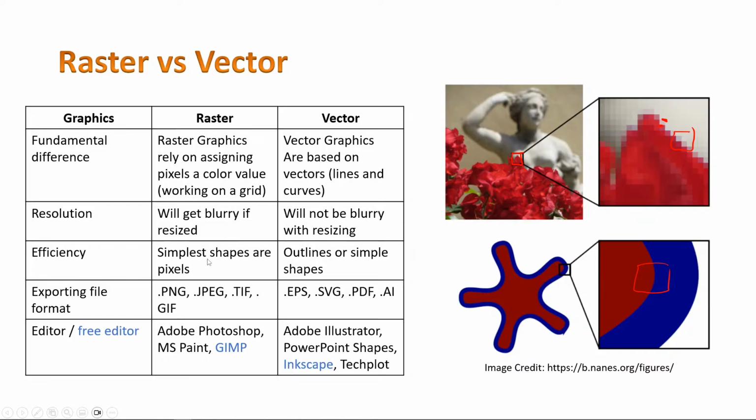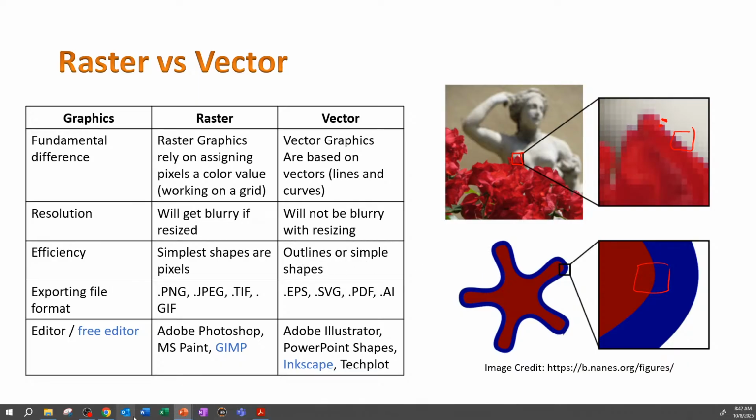Efficiency. The simplest shapes here are pixels. What is this image composed of? This image is composed of a combination of pixels, so the simplest shape here is the pixel. The simplest shape here is an outline or simple shape, like these lines or shapes that I put in.